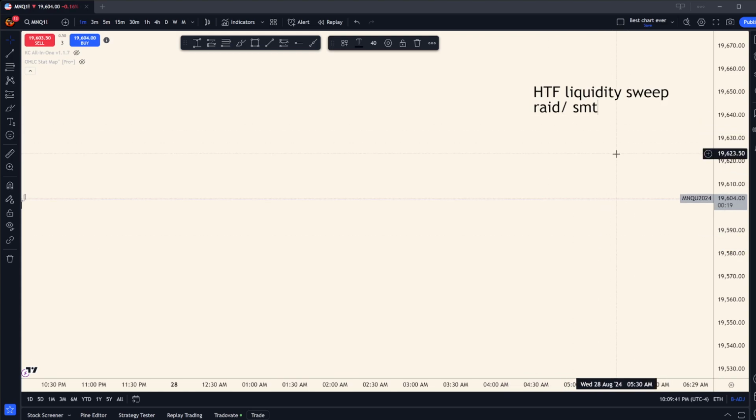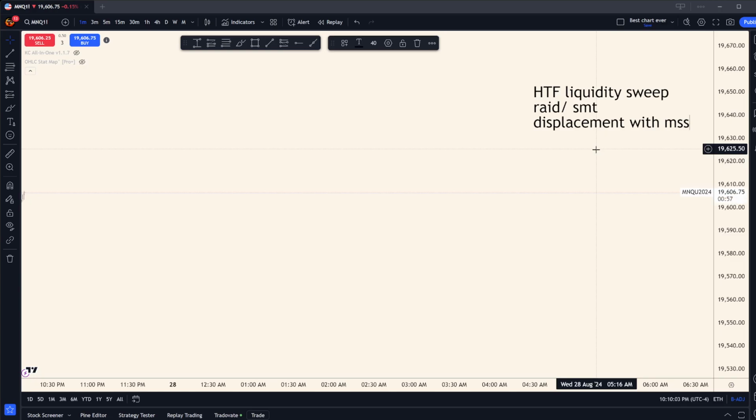Now, after you've identified that, it's very important that you see a displacement with a market structure shift. Why is it important to see a displacement? Because the magnitude of how strong the candle is when it expands and takes out that swing high or that swing low in that expansion gives you that sentimentality and confidence that price does really want to be directed a certain way. And it goes back to the raid idea.